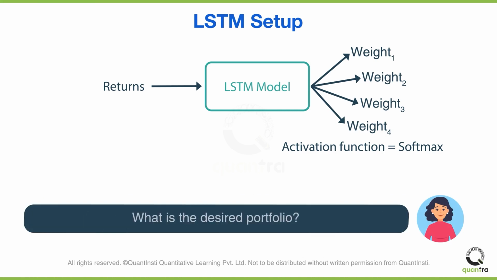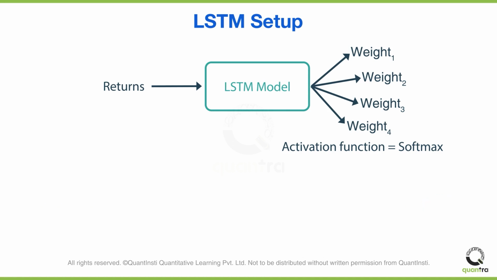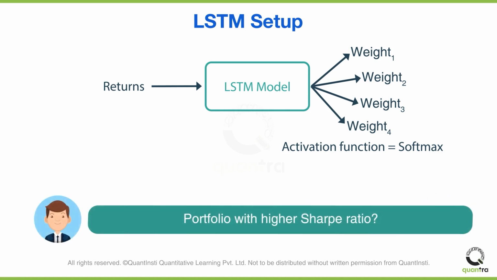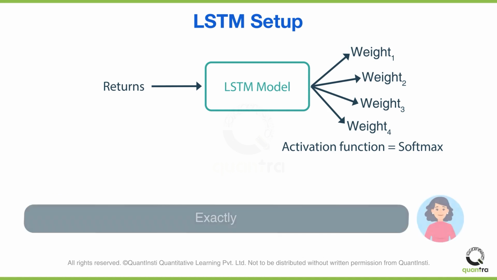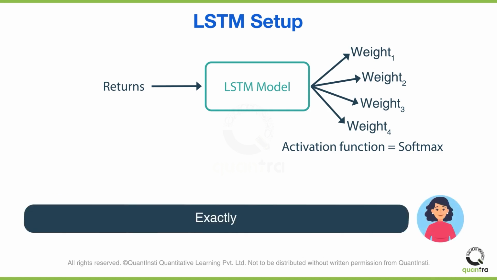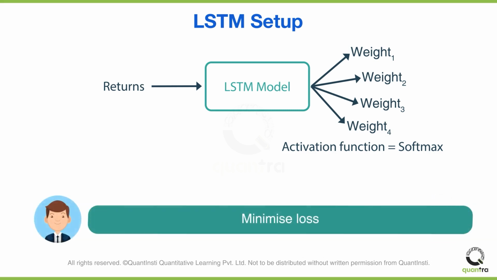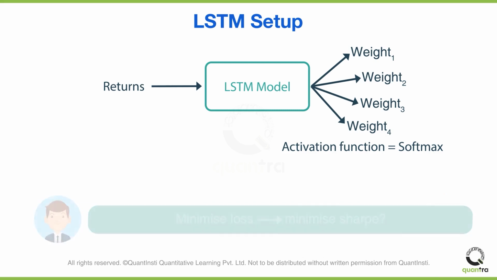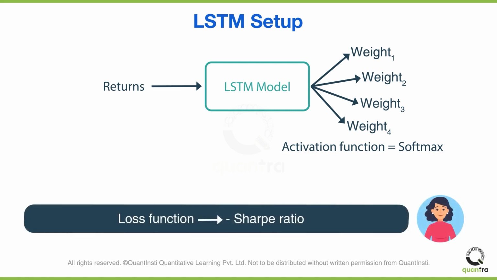John, what is the desired portfolio? Is this the portfolio with a higher Sharpe ratio? Exactly. So we create a loss function based on the Sharpe ratio. But Sophie, don't we try to minimize the loss function? Does it mean we minimize the Sharpe ratio? We create a loss function that outputs negative Sharpe. Hence, the Sharpe ratio is maximized while the loss function minimizes during the training of the LSTM network.